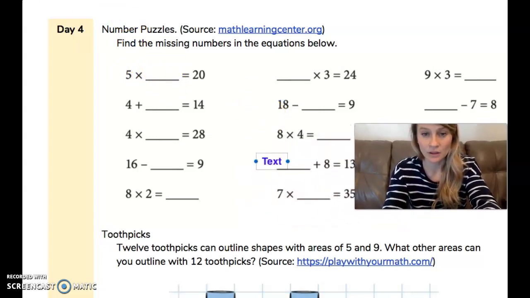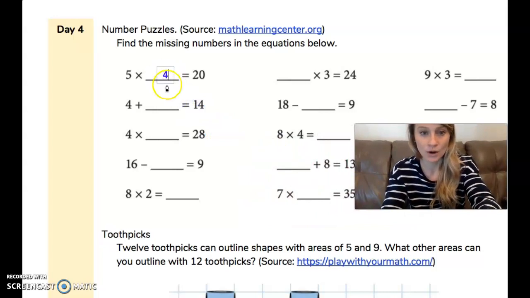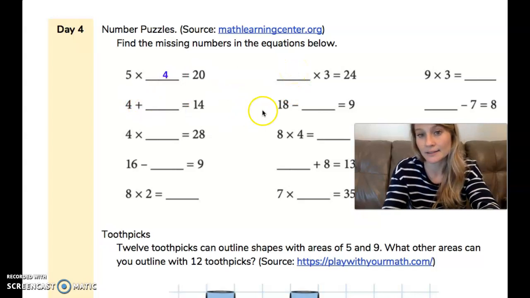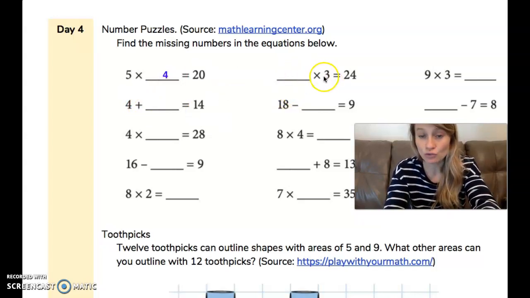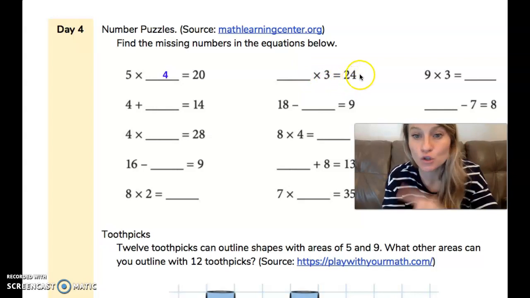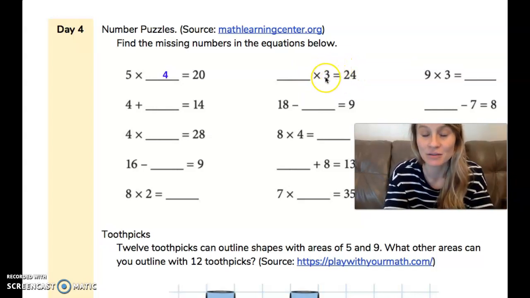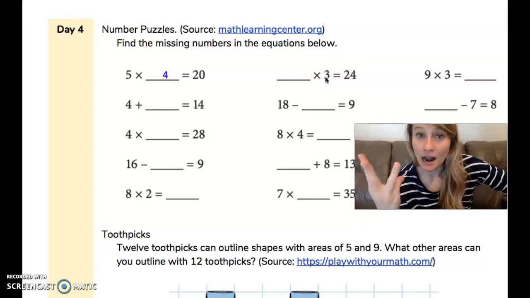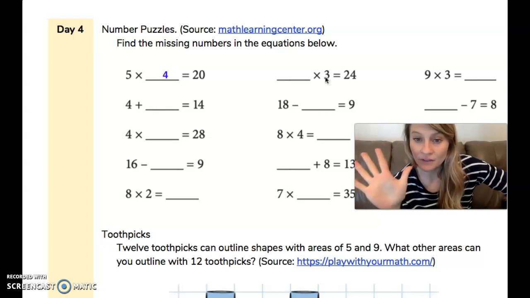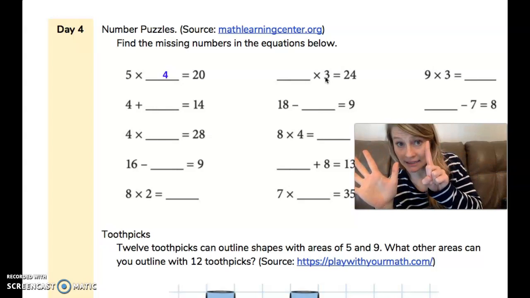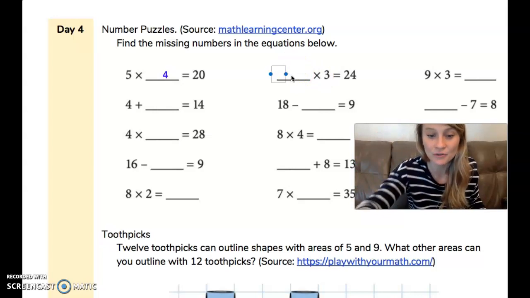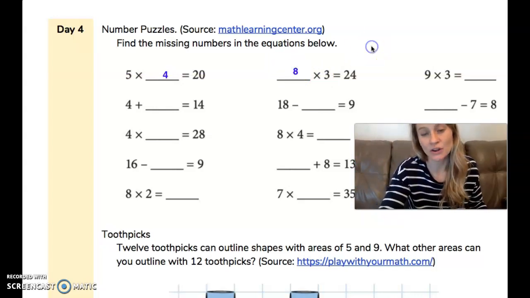Let me get my box here. 4. 5 times 4 equals 20. All right, let's do one more multiplication, and then we're going to do some plus and minus. Something times 3 equals 24, or 24 divided by 3. Let's count by threes. Ready? 3, 6, 9, 12, 15, 18, 21, 24. So there are 8 threes. 8 times 3 equals 24.